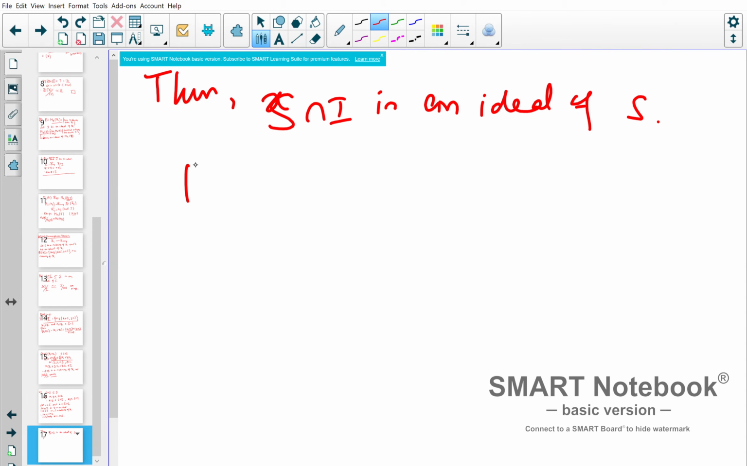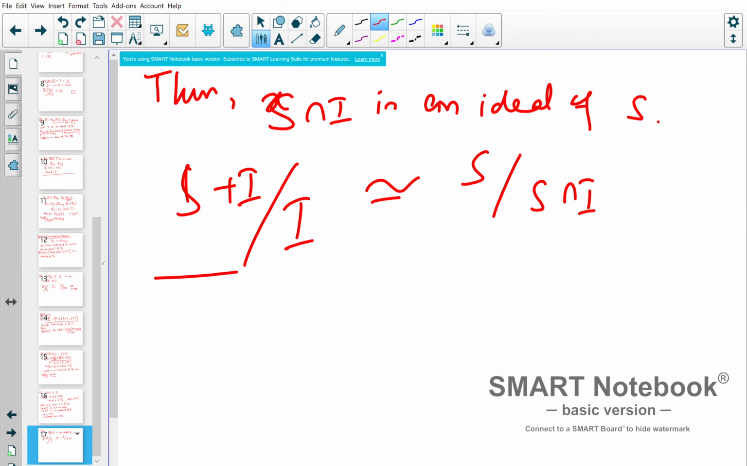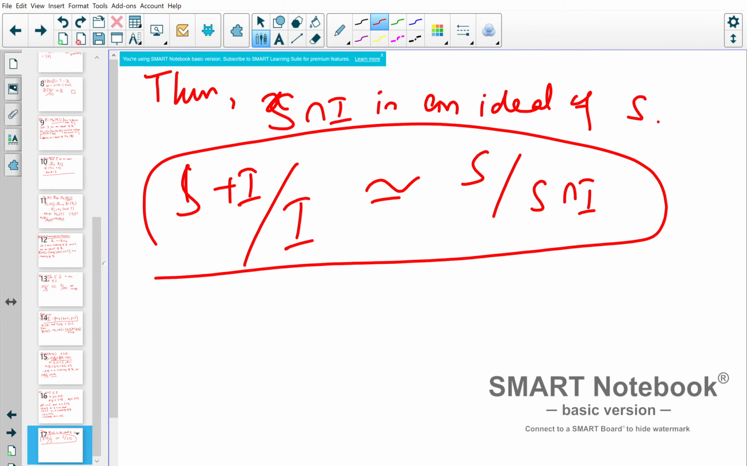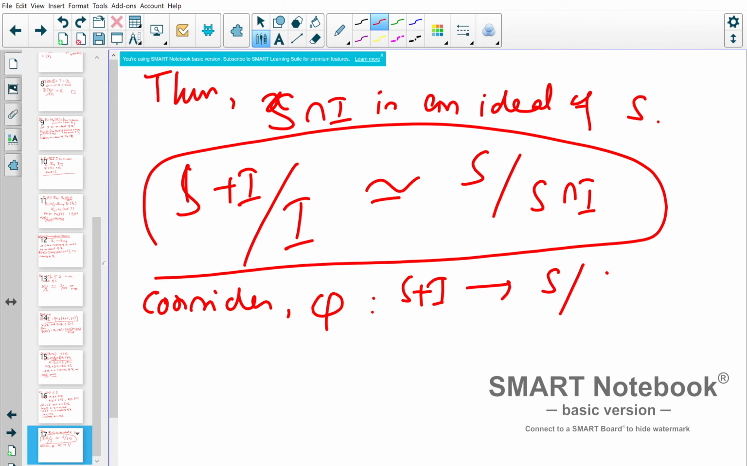Now we need to prove that S plus I modulo I is isomorphic to S modulo S intersection I. That we need to prove, right? This is our goal. Now how do you prove this kind of thing? I will use the help of the first isomorphism theorem. So let me first start with this. Consider a map, say phi, from S plus I to S modulo S intersection I, right?